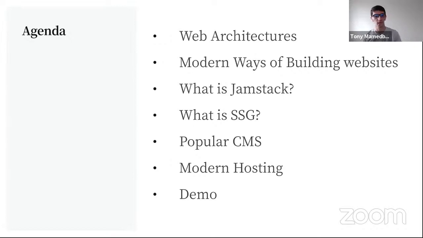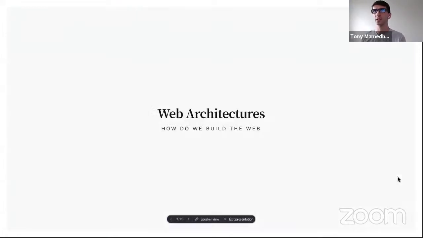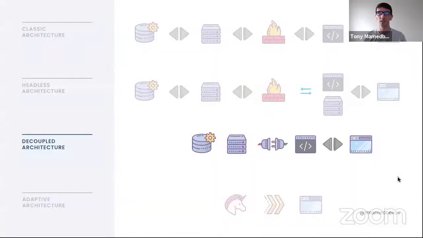So if you are hearing a lot about cloud, you might have only heard of Azure, AWS, and Google Cloud, but there are some more advanced systems out there that are coming up, and they have made development a joyous journey for devs. And then we're going to do some demos, some coding. So let's proceed. Web architectures: how do we build the web?